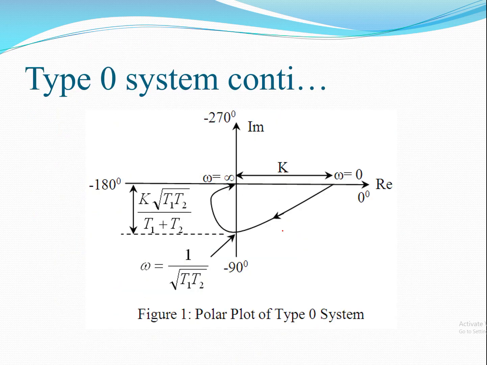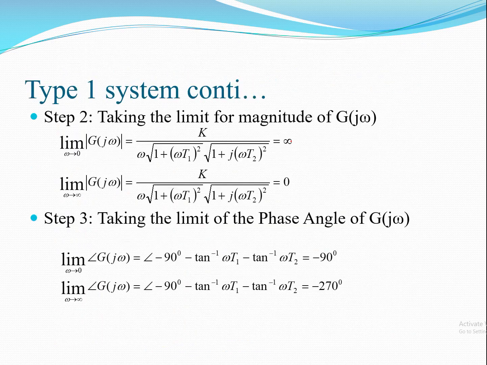For a type 0 system, okay, we have to provide the mirror. Wherever it is, on the opposite side it will be a mirror image of this. So this is nothing but your Nyquist plot. Polar plot we have drawn. Okay, the mirror image is nothing but the Nyquist plot.